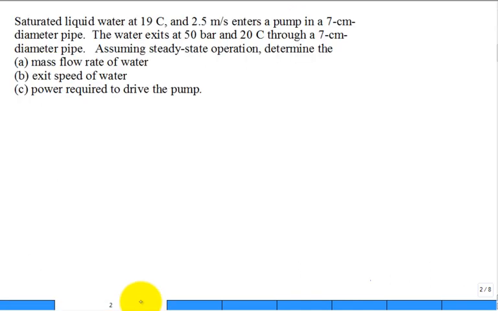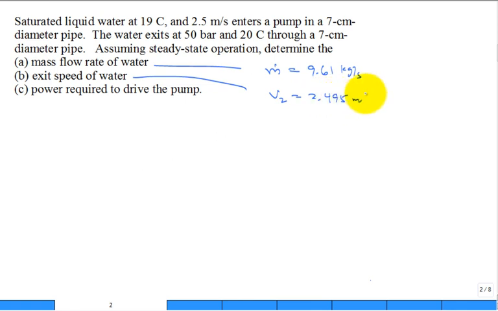This problem, if you didn't pick it up and you took the quiz last time, I encourage you to walk down right now, pick it up. But it's a water pump problem, and it's been graded. And so you're familiar with the problem statement, but the mass flow rate of water, m dot water, is equal to 9.61 kilograms per second, part A. The exit speed of the water, V2, 2.495 meters per second.